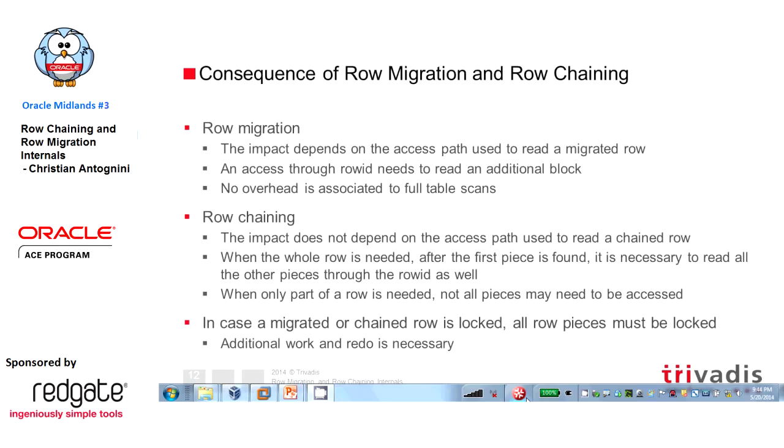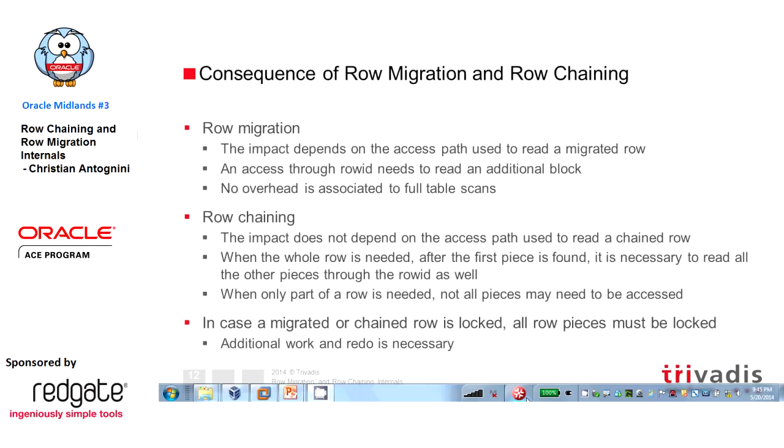Let's start with migration. From a performance point of view, the impact depends on the kind of access path you have. Why does it depend on the access path? Because remember, a migrated row is completely stored in one block. It doesn't contain part of the information here and part there. So if Oracle has to perform a full scan, when it reads a block and finds a piece which is the header, which contains no information, it can simply say, okay, I don't care, I threw it away somewhere in the table, in another block I will find this row.